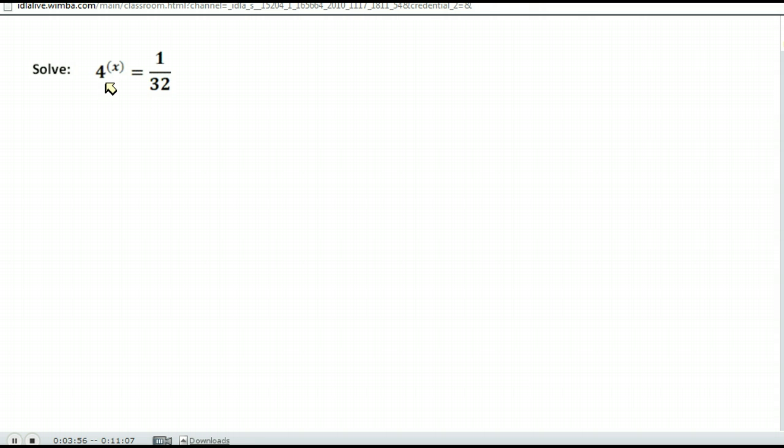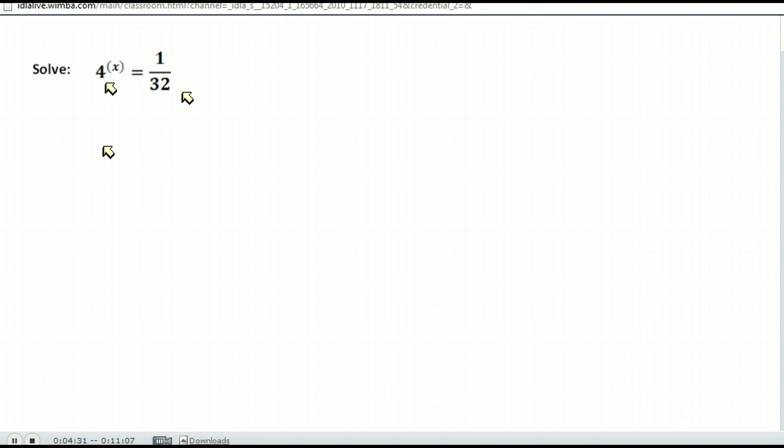All right, now we have 4 to the x power is equal to 1 over 32. Now, I just told you that these would all be able to write as the same power. 32, or 1 over 32, is not a power of 4, okay? But it is a power of 2, okay? 2 to the 5th power is 32. So what we're going to do is rewrite both of these as powers of 2, because 4 is the same as 2 squared.